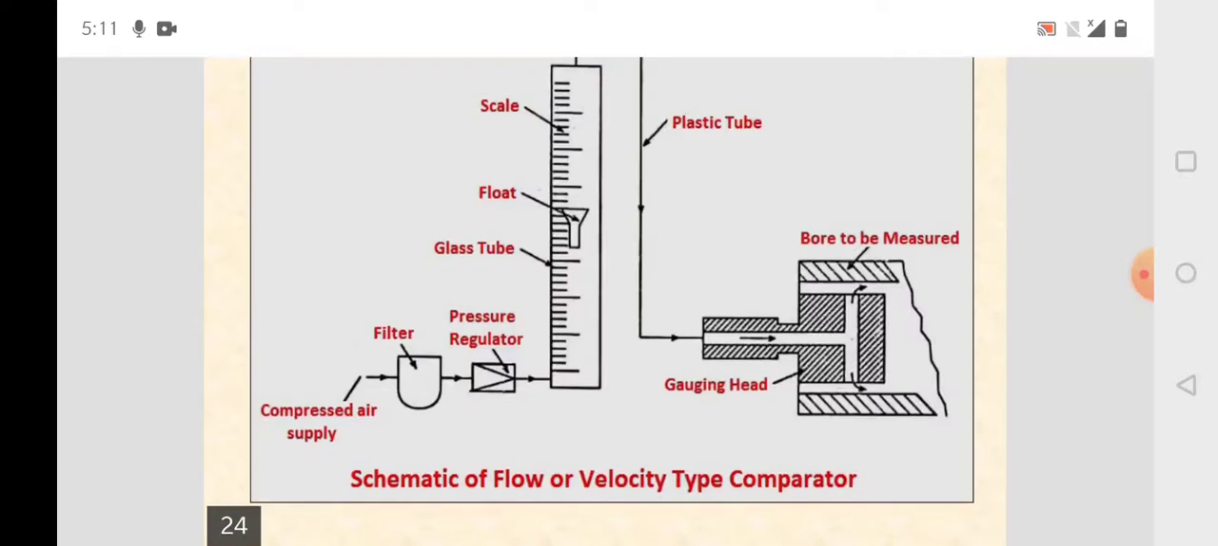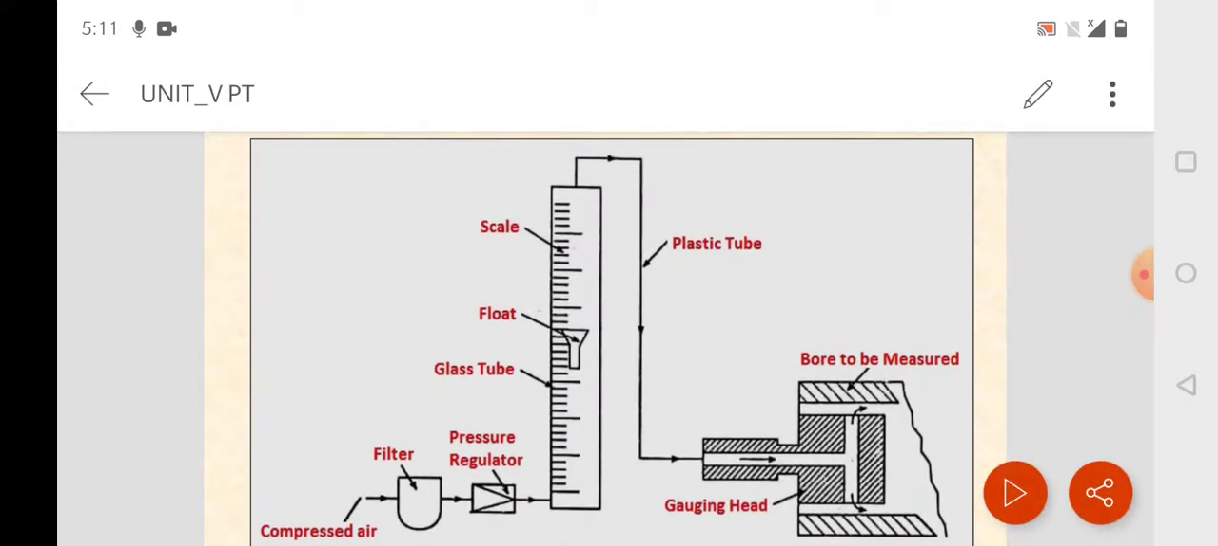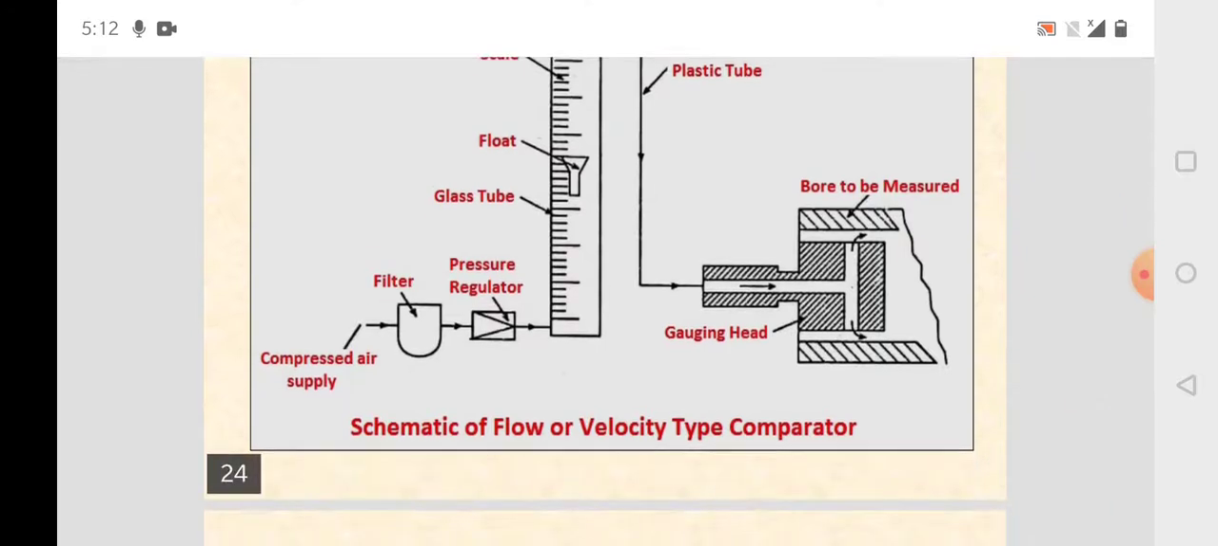Here the compressed air is supplied through this filter. In this filter, any impurities or moisture are removed. Then there is a pressure regulator, and then it is supplied to the scale. There is a float here, floating in the scale freely. This is connected to the gauging head. The air supply pipeline, a plastic tube, is connected to this gauging head, which is inserted in the internal cylinder bore which is to be checked.